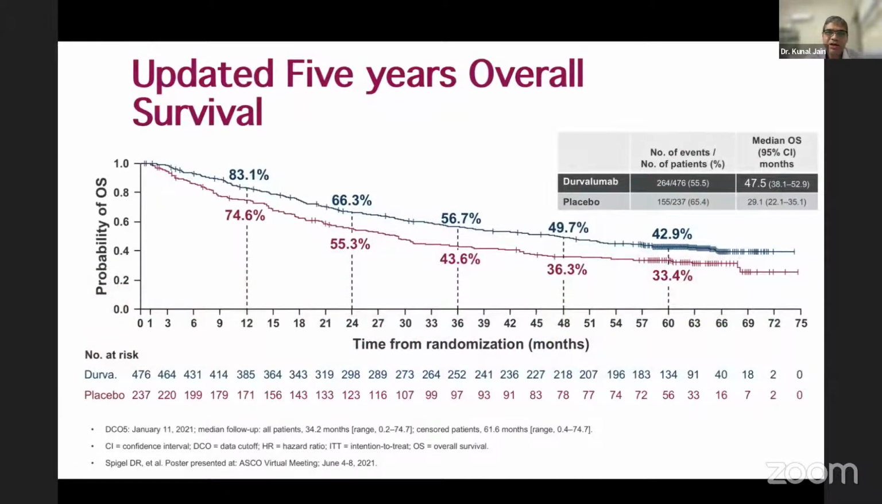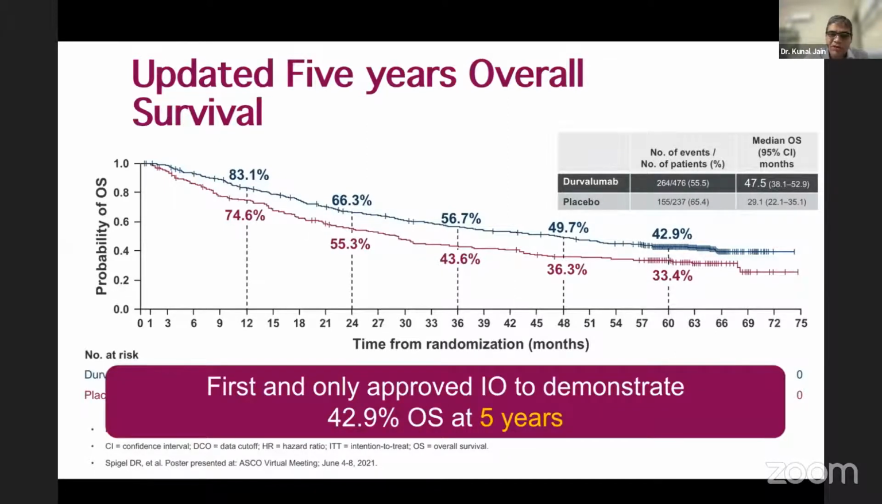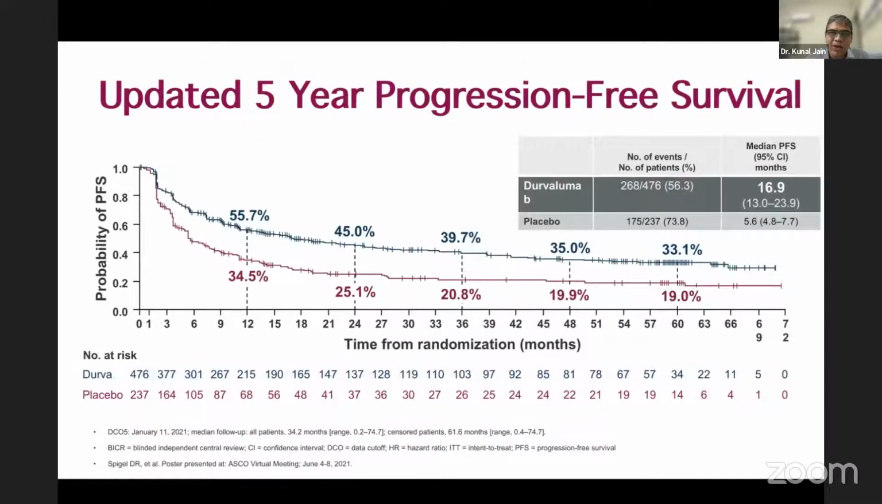And what it showed is that in terms of overall survival, there was significant improvement in patients who got durvalumab. At the 5-year mark, this difference was close to 9%, 43% in the durvalumab arm as compared to 33% in the placebo arm. And in terms of median overall survival, it was nearing more than 1.5 times, 47 months versus 29 months. So an important number to remember is that at 5 years, 43% of patients will be alive.